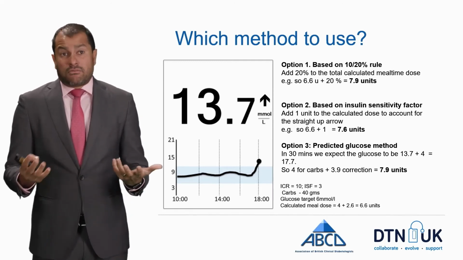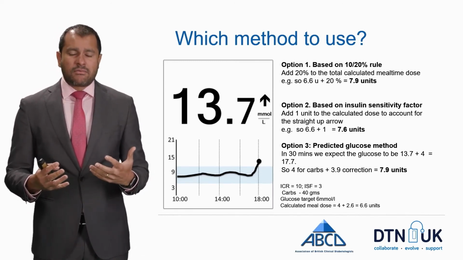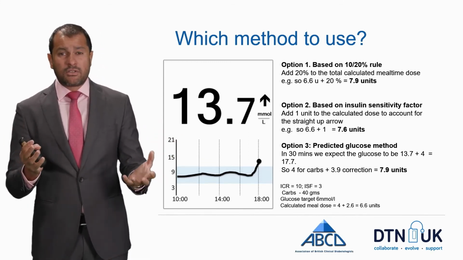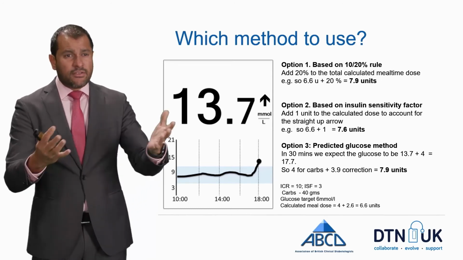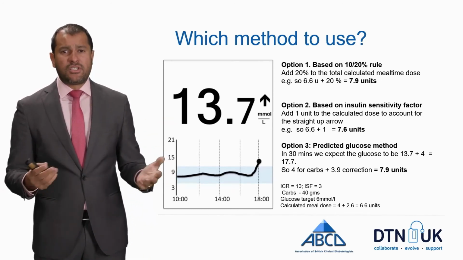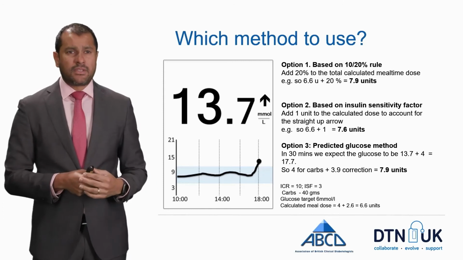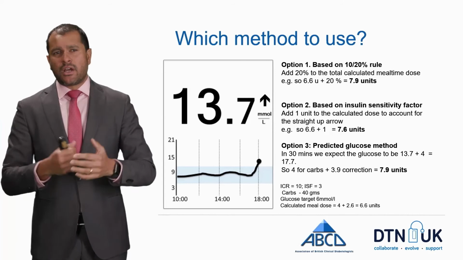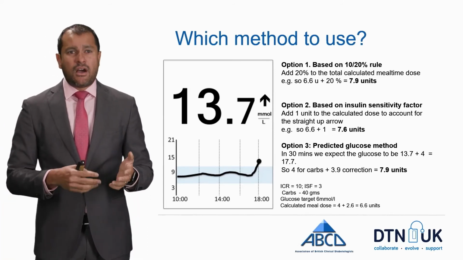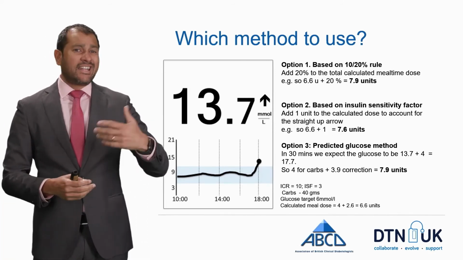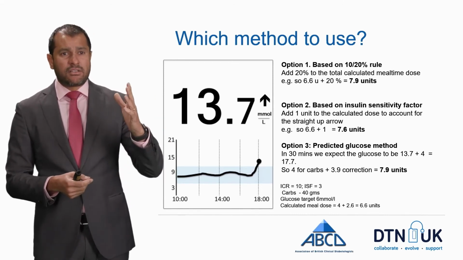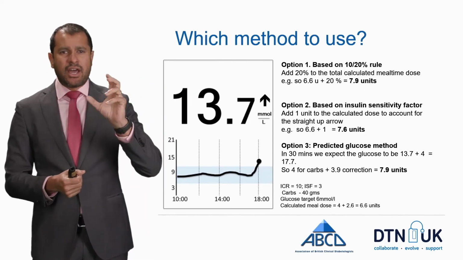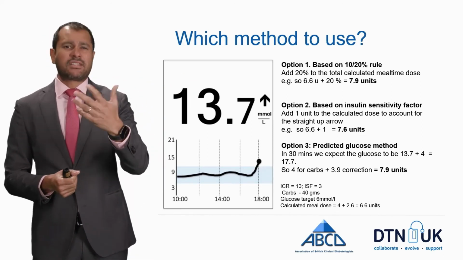Now, which method to use? There's 3 different methods, and we don't particularly want to confuse people, but do want to give people the option to choose the one that works best for them. So again, if you think of this scenario where the blood sugar is 13.7 and rising rapidly, if you'd use the 10-20% rule, you'd end up with 7.9 units. If you'd use the ISF rule, where you're just adding a unit to the calculated dose, the calculated dose was 6.6 here for the meal and the correction. So you're adding 1 unit to that, so you're getting 7.6 instead of 7.9.